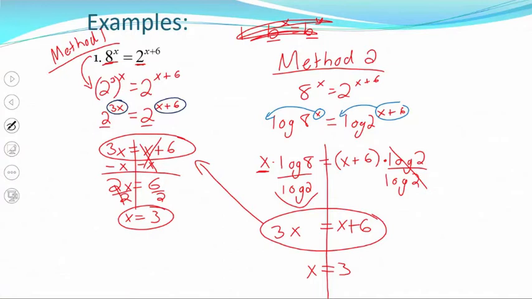I will say the second method is going to be used more often than the first, because I think you'll see in this second example here that the first method doesn't necessarily work out too well. So 5 to the x plus 2 power equals 200.